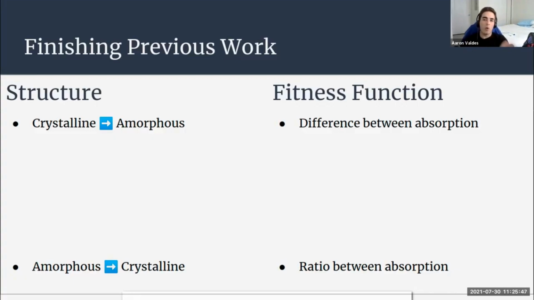So to finish the previous work, I created a function that converts all multi-layer structures with GST of any type into either only amorphous or only crystalline. Then I devised a fitness function to observe how well each multi-layer structure performs based on their difference and the ratio of their absorption.